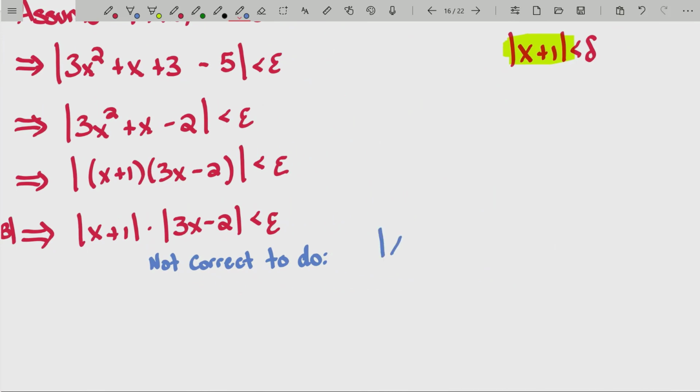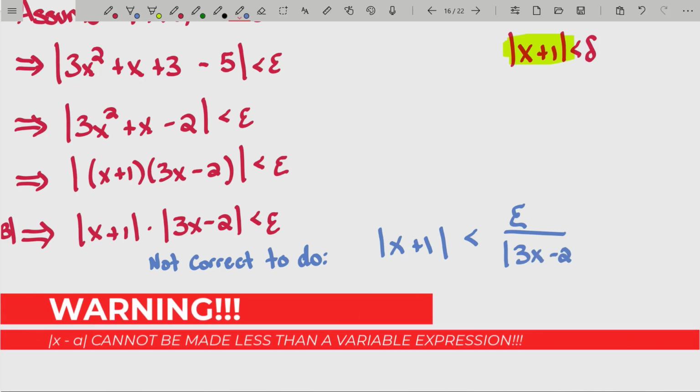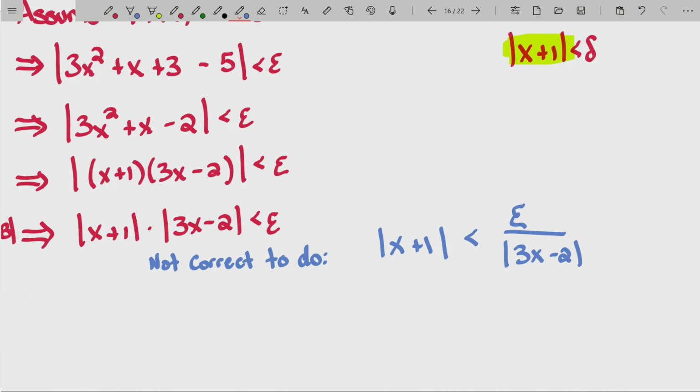It's not correct to say, oh, that means the absolute value of x plus 1 must be less than epsilon over absolute value of 3x minus 2. You do not know what x is. That could cause division by 0. Also, you need the absolute value of x plus 1 to be less than a constant, not a variable. And that's what makes this a lot more challenging than the previous problems, all of them in this entire section of material.